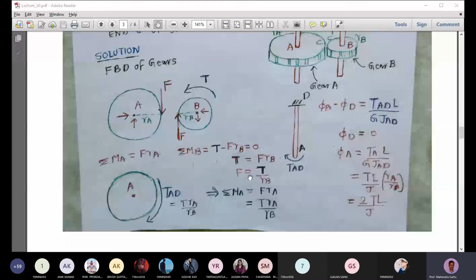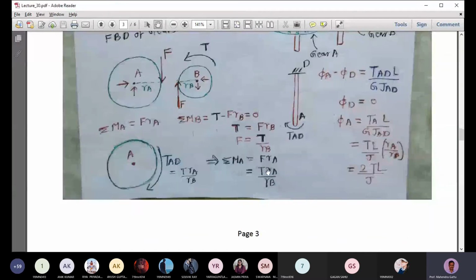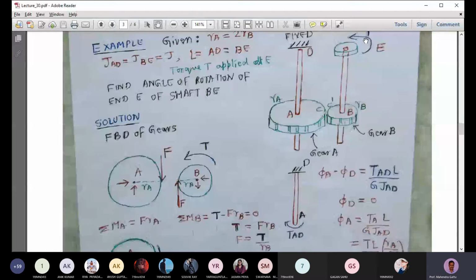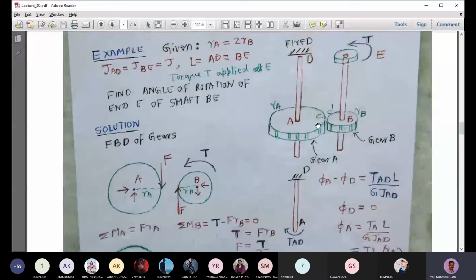So once we know the contact force, we can find what is sigma MA, what is this torsion coming on the shaft AD. So that will be T RA by RB. T by RB into RA, it is T RA by RB. So that is the torque which is coming on the shaft AD. When you are applying this torque T, there is some torque being produced in the gear AC, and the same torque is being produced in the shaft AD. So the torque is TAD, and the TAD value happens to be T RA by RB.